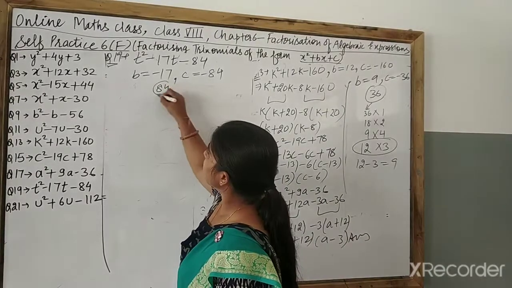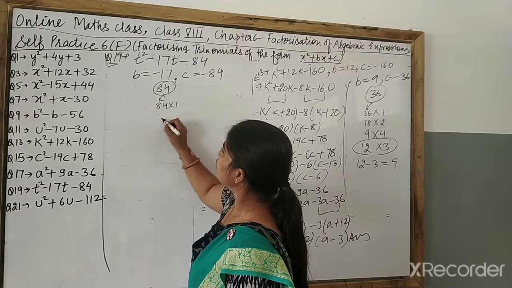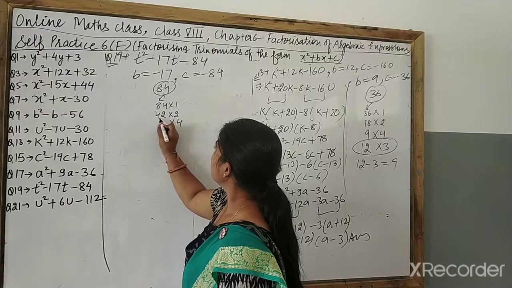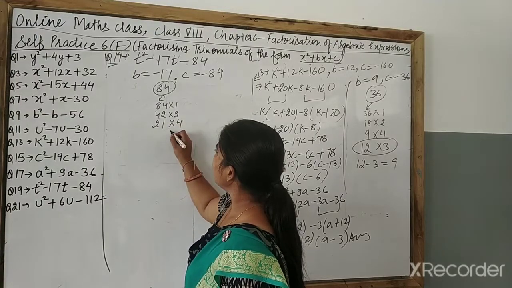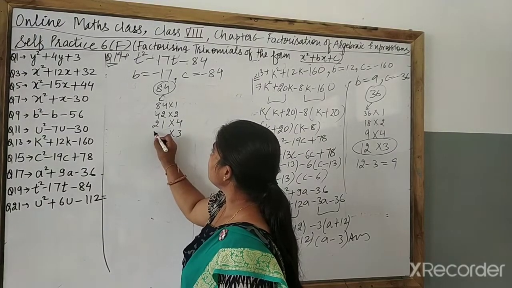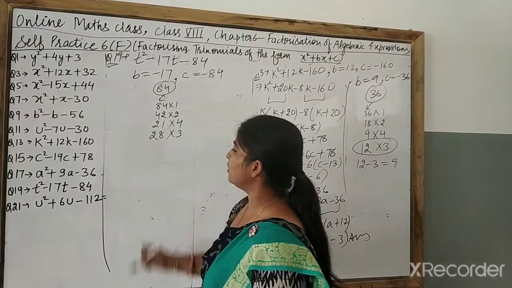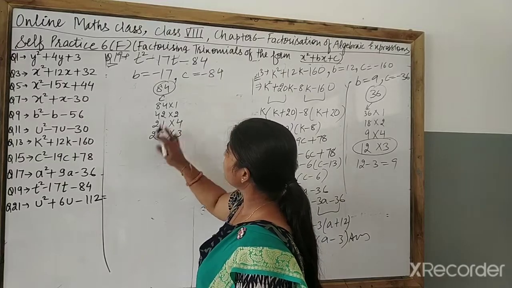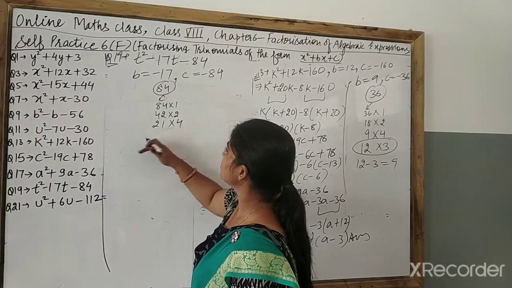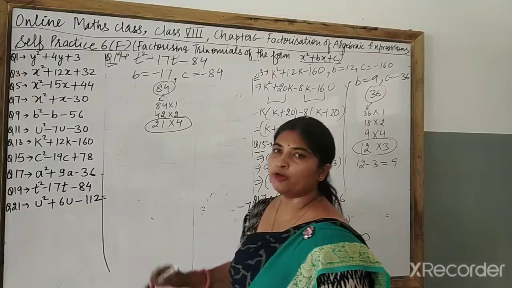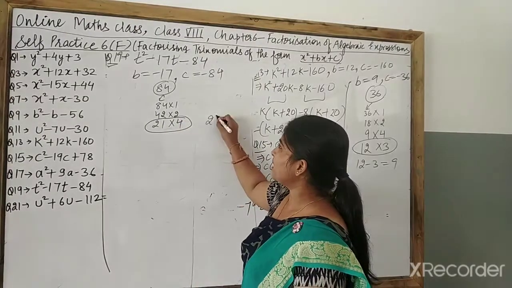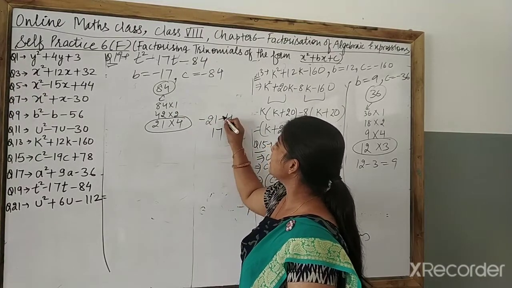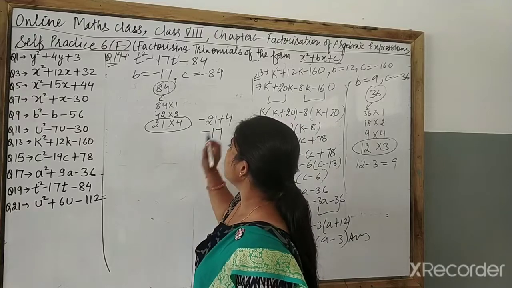So split 84. 84 is 1 times 84, okay, then 2 times 42, then 4 times 21, okay, then 3 times 28, or 3 times 8 is 24. Okay, you can see that here only I have got the answer. How? 21 and 4. If you subtract 21 and 4, what you will get? 17 you will get. But you need minus, so it will become minus 17.